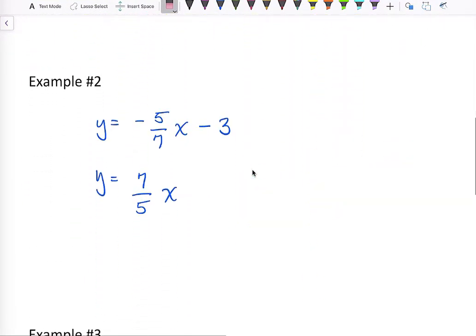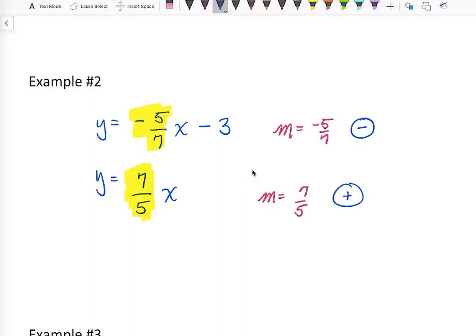The first thing we're going to do to see if these are perpendicular lines is look at the two slopes. That's all we really need to do here, identify the slopes. This slope is -5/7. This slope is 7/5. One of them is negative, one of them is positive. And if we look at the numbers, we have 5/7 for this slope and 7/5 for this, so they are opposites and reciprocals. So the lines are perpendicular.